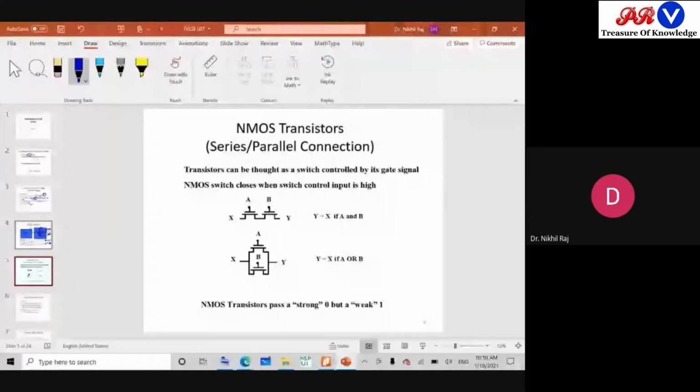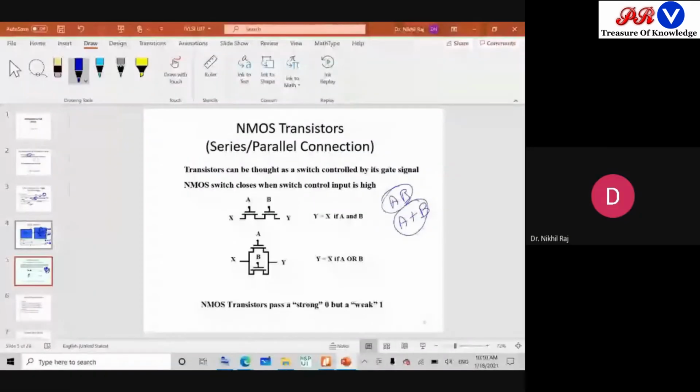Now what happens if we want to implement when there are more literals, when the number of inputs is more than one? This means when we see a logical operation, either we do A into B or we do A plus B. So these two forms generally will be there. If the number of variables is more, it will be ABC or A plus B plus C or AB plus BC. So we see a dot product and a plus.